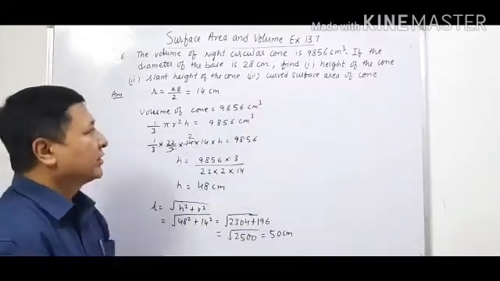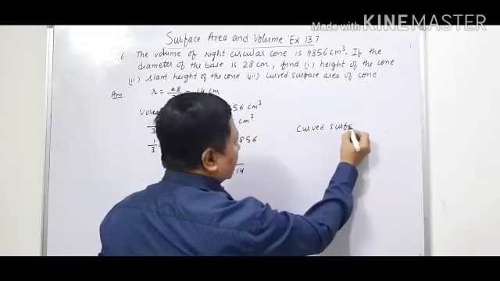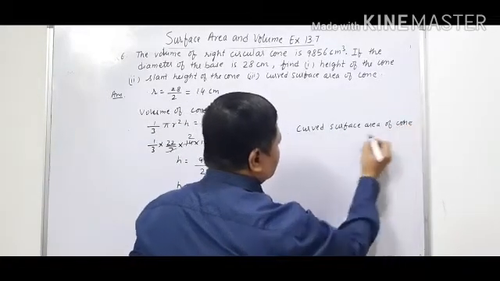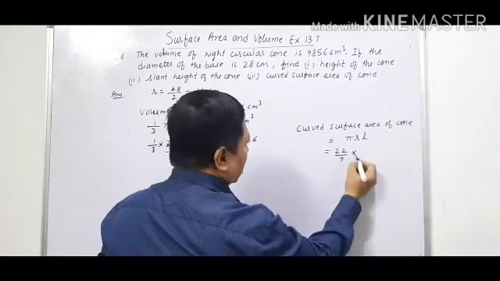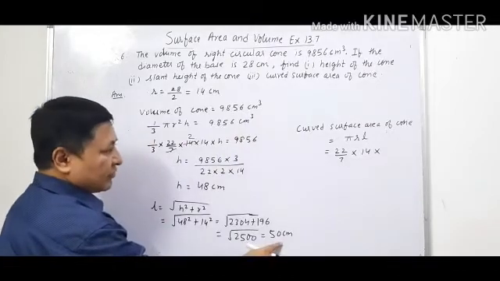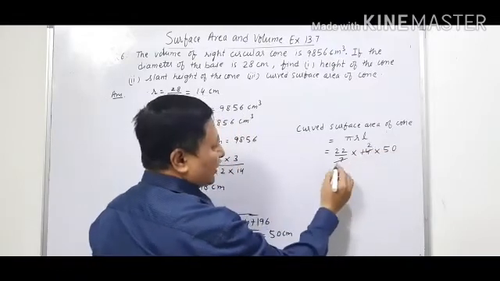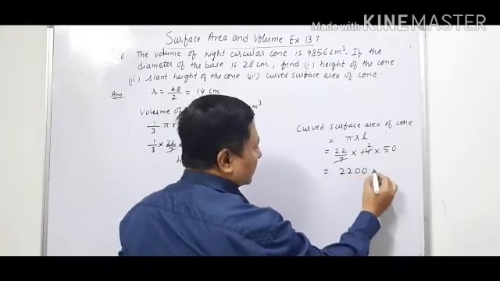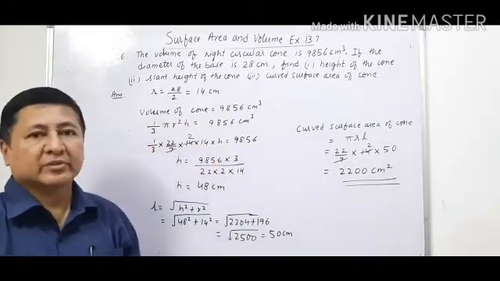Now we have to find one more thing, that is the curved surface area of cone. So we will find it here, curved surface area of cone, and that is given by the formula pi r L. Now pi is 22 upon 7, radius is 14, and slant height we have calculated, that is 50 centimeter. So 2 50 into 200, 100 into 22, that will make it 2200 centimeter square. So the curved surface area of the cone is 2200 centimeter square.